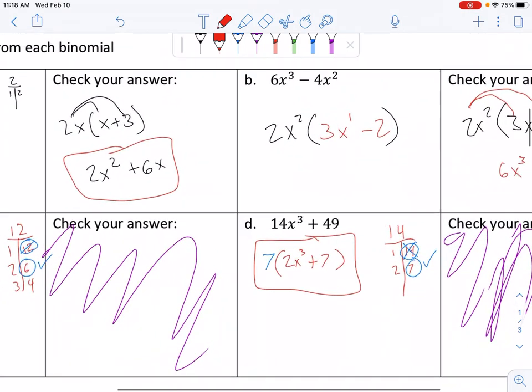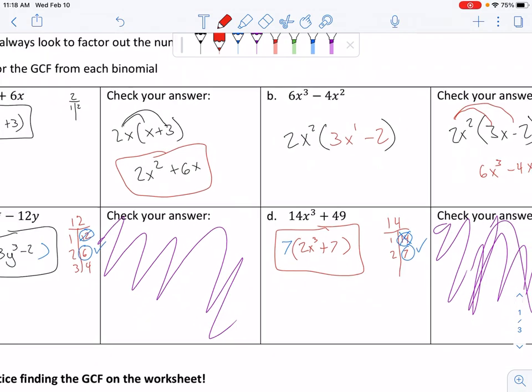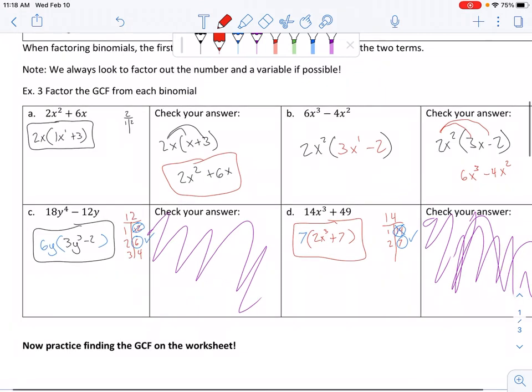So we'll continue working with these and practicing them. But I just wanted to give you a little bit of a practice video where you're seeing it, and hopefully it makes a little bit of sense. And we're just going to keep practicing this until we get better and better at it.